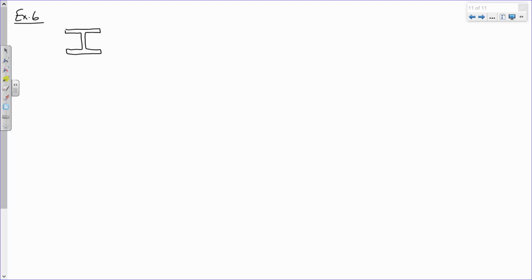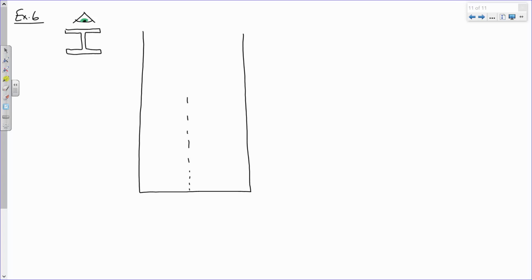And what I'm going to do is look at it like this. Here's that. I have hazel eyes, so we'll use green. I'm looking at it from the top down, and what I see is this, and if I look through here, there would be a dashed line right there. That would be the web through that. Does that make sense? So there's the plate, and then there's the web right there. That's what I'm looking at.